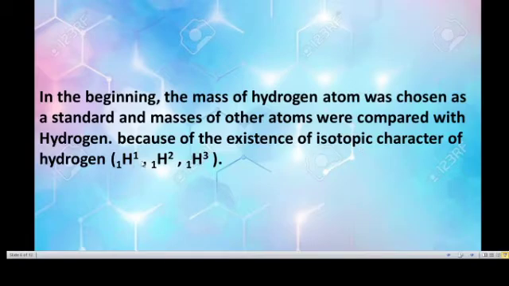These are also the isotopes of hydrogen. Hydrogen: atomic number 1, mass number 1. Hydrogen: atomic number 1, mass 2. Hydrogen: atomic number 1, mass 3. These are the isotopic characters of hydrogen. The mass of hydrogen atom was chosen as a standard and masses of other atoms were compared with hydrogen because of the existence of isotopic character of hydrogen.